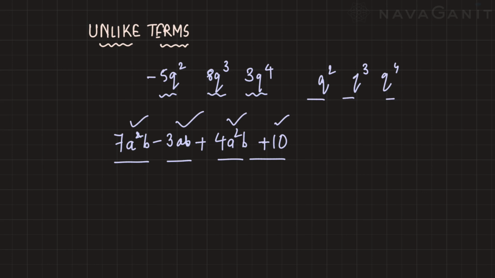Now of these, 7a squared b and 4a squared b are like terms because both of them contain this a squared b part. And minus 3ab and 10 are unlike terms because one has a literal coefficient, the other is merely a constant with no variable. So these terms are different. They are unlike each other, and these two are similar to each other.